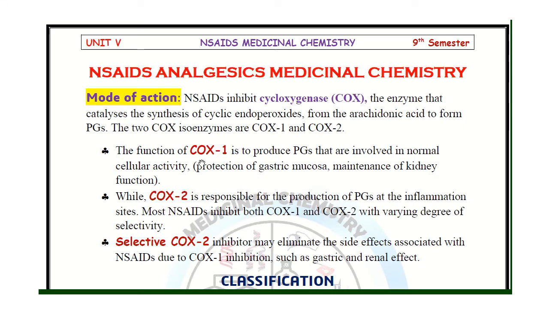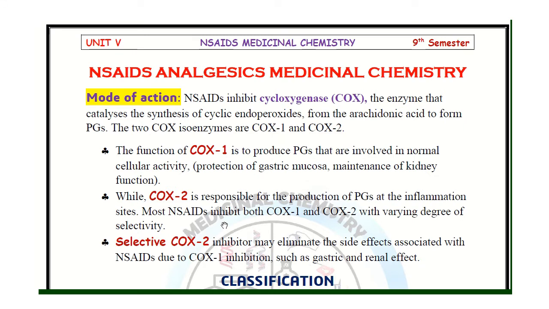On the other hand, COX-2, or the cyclooxygenase 2 enzyme, is responsible for the production of those prostaglandins that have an important role in inflammation inside the body, meaning they are involved in the inflammatory responses. Mostly NSAIDs inhibit both the COX-1 and COX-2 enzymes, but these are the non-selective NSAIDs. Depending on their selectivity, they can be classified as selective and non-selective. The non-selective ones, which inhibit both COX-1 and COX-2, may ultimately have different side effects. For that purpose, selective COX-2 inhibitors are used.